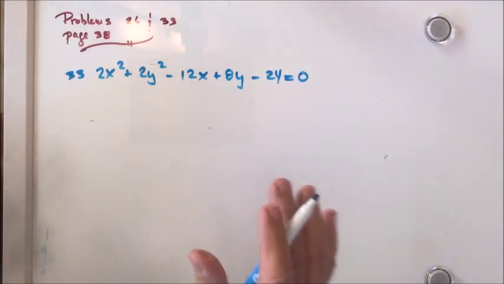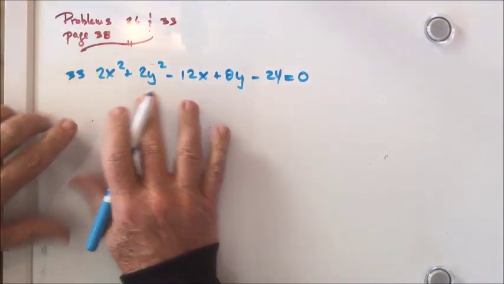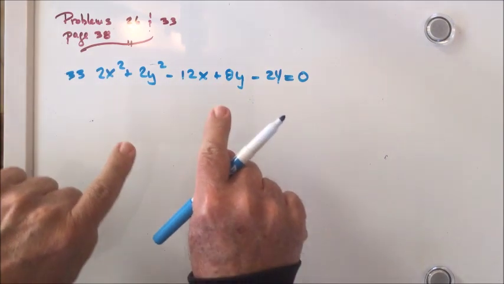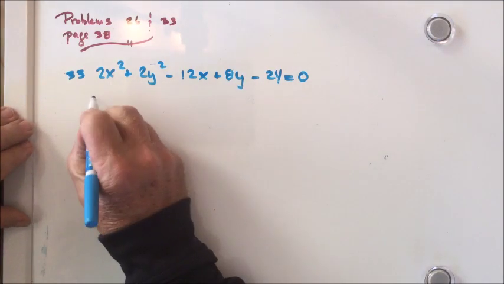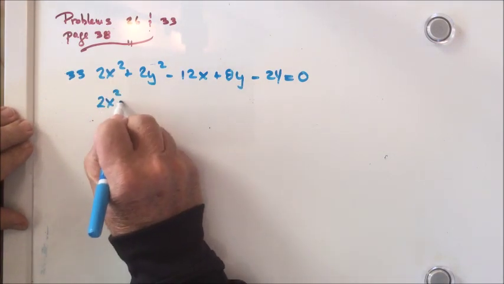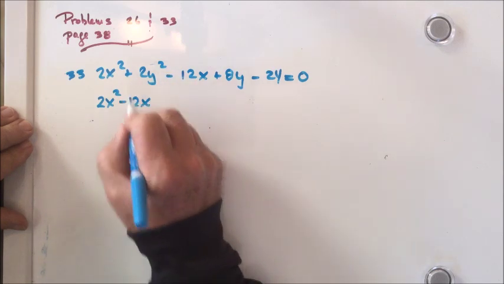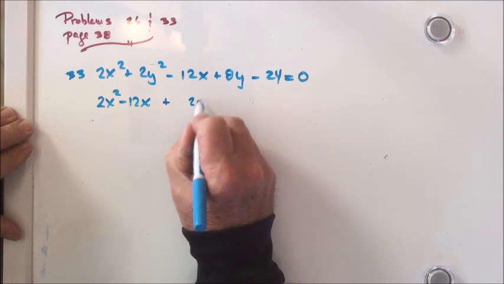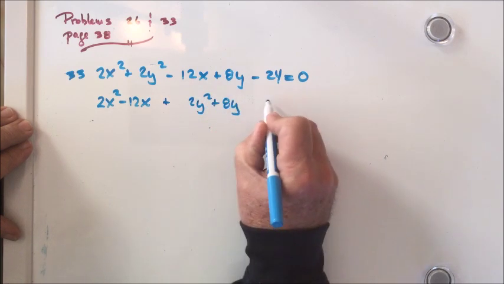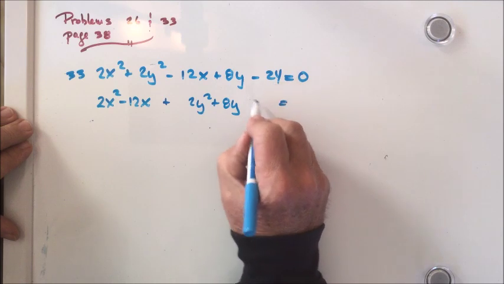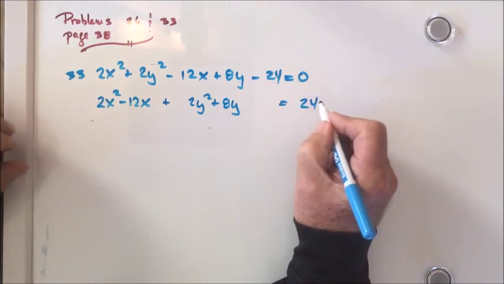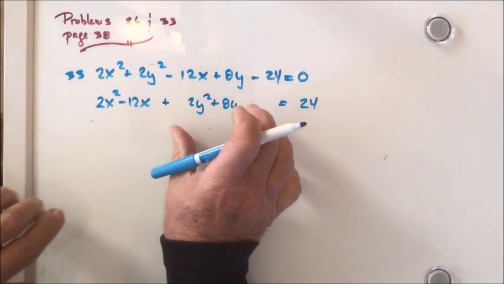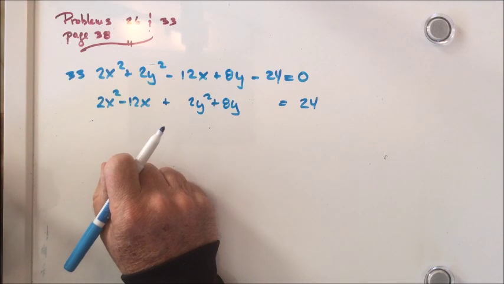So you've done this enough times that I think you recognize that what has to happen is we're going to complete the square for both the x terms and the y terms. In order to do that, I'm first going to group them, pull them close together. I'm going to put the minus 12x close to the 2x squared, and I'm going to put the 2y squared and the 8y together. And then I'm going to take the minus 24 and slide it to the other side of the equation. And now separately complete the square for both of these grouped sets of variables.